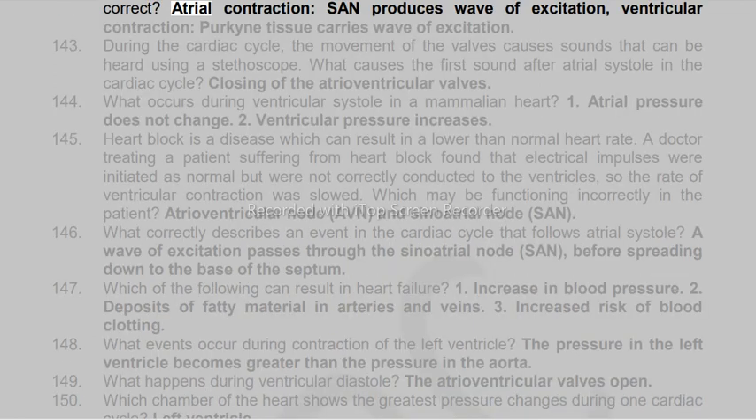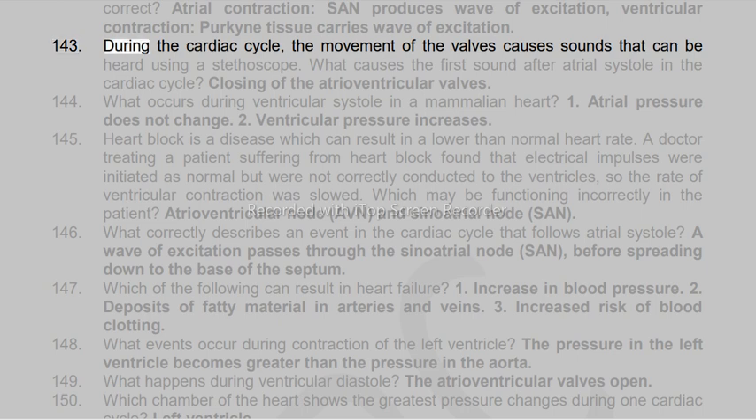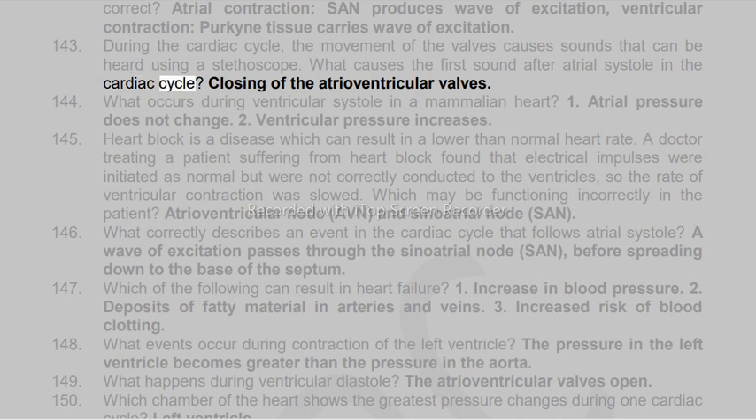correct? Atrial contraction, SAN produces wave of excitation. Ventricular contraction, Purkinje tissue carries wave of excitation. 143. During the cardiac cycle, the movement of the valves causes sounds that can be heard using a stethoscope. What causes the first sound after atrial systole in the cardiac cycle? Closing of the atrioventricular valves.